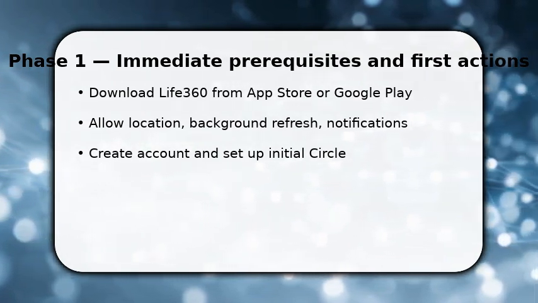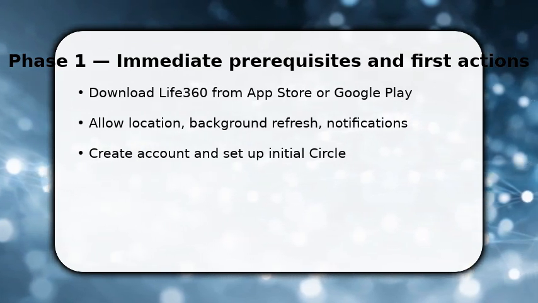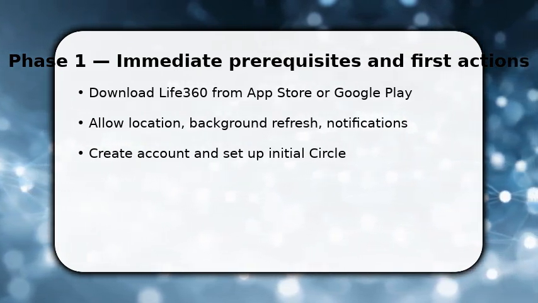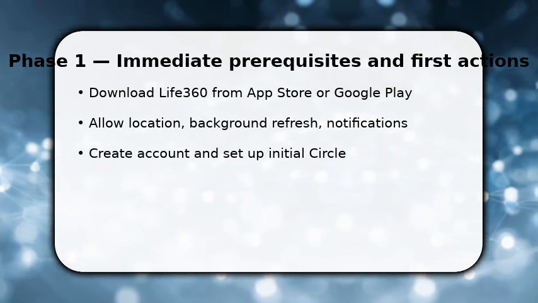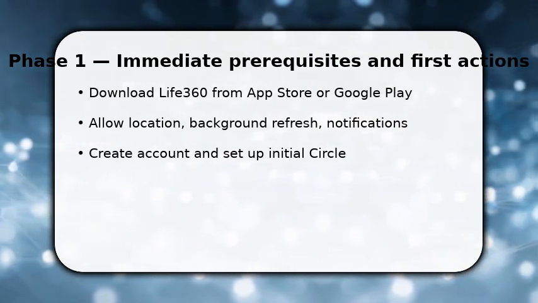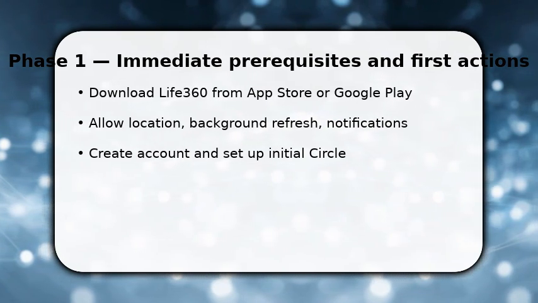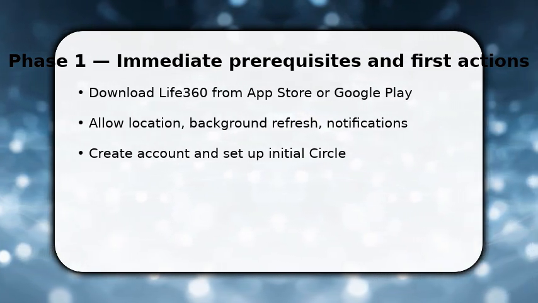Once done, open the app and tap the location icon to confirm a live ping. Make sure Bluetooth and Wi-Fi scanning are enabled for faster accuracy. These steps ensure the app has the permissions it needs to track reliably in the background.